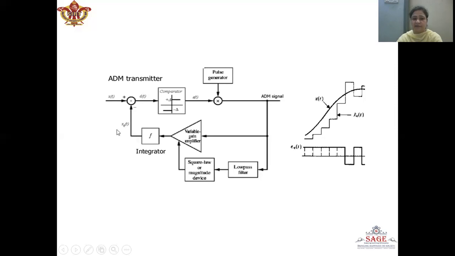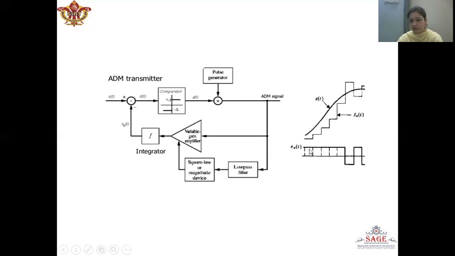Now, it will be given to the integrator, which will add it to the previous sample, and the next sample will come and both values will be compared. This is how the value of XQT will try to pick up the value of XT, which will be shown in this figure.